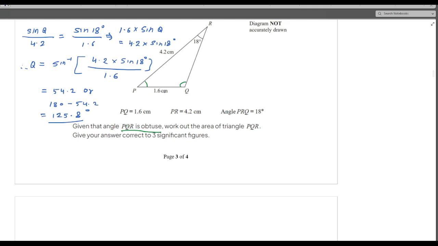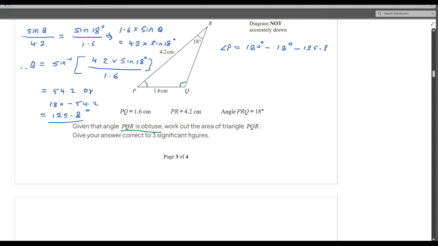Now from here I can find out angle P. So your angle P will be equal to 180 degree minus 18 degree minus 125.8 degree. Okay, so our angle P, 180 minus your answer in the previous calculation minus 18, will give you 36.2. So 36.2 is your angle P.